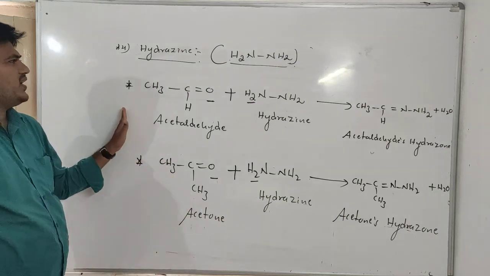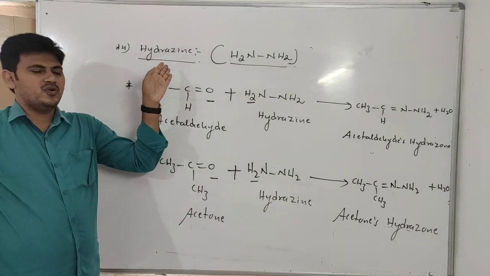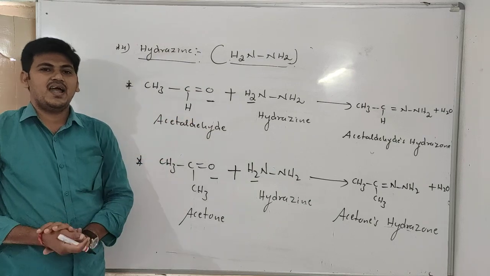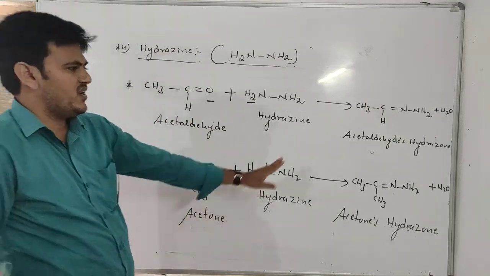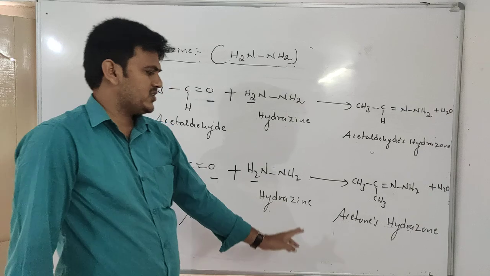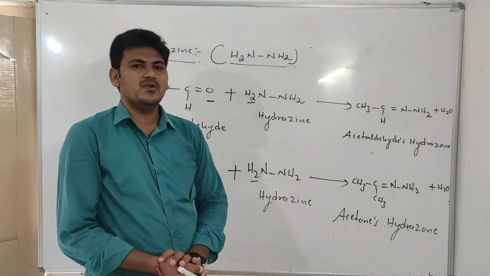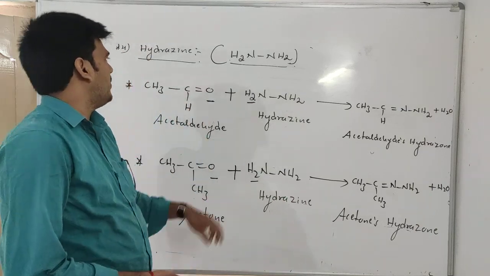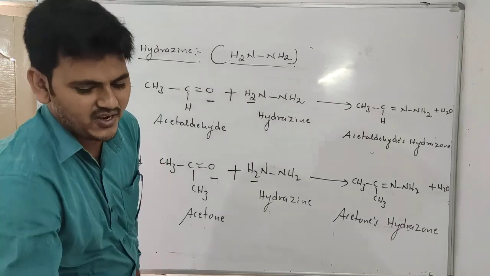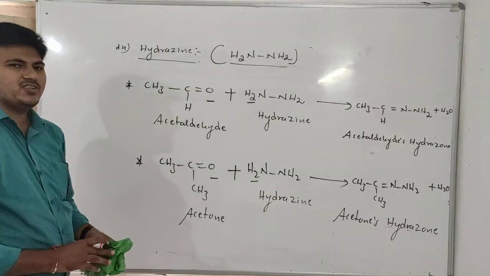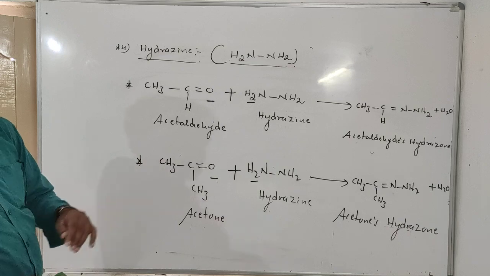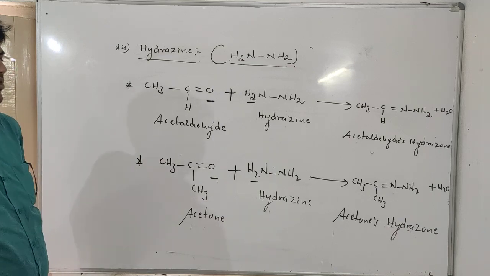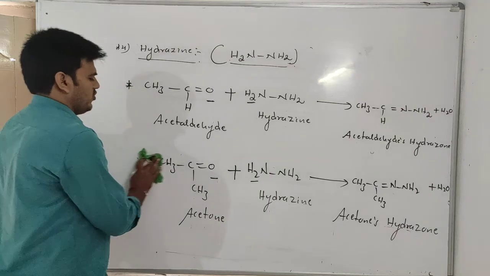So this is the fourth property: reaction with hydrazine, formula H2N-NH2 or N2H4, and the products are hydrazones. First one is acetaldehyde hydrazone, next one acetone hydrazone.